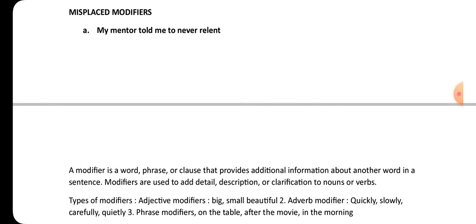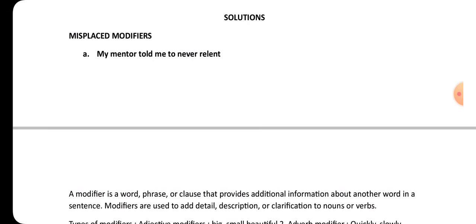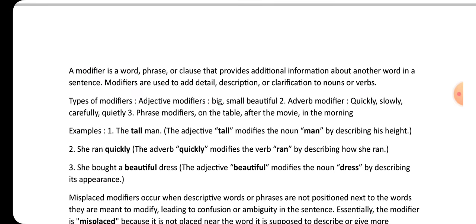The first question says my mentor told me never to relent, and this sentence contains a specific error, which is misplaced modifiers. But before then, to understand a misplaced modifier, we need to understand what a modifier is. A modifier is a word, phrase, or clause that provides additional information about another word in a sentence. Modifiers are used to add details, description, or clarification to nouns or verbs.